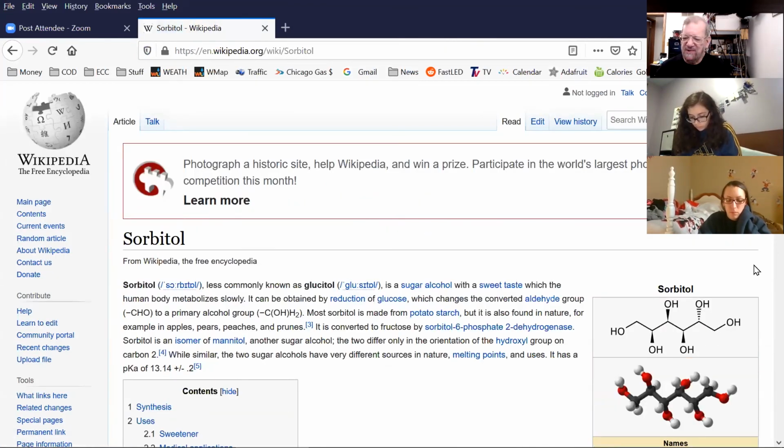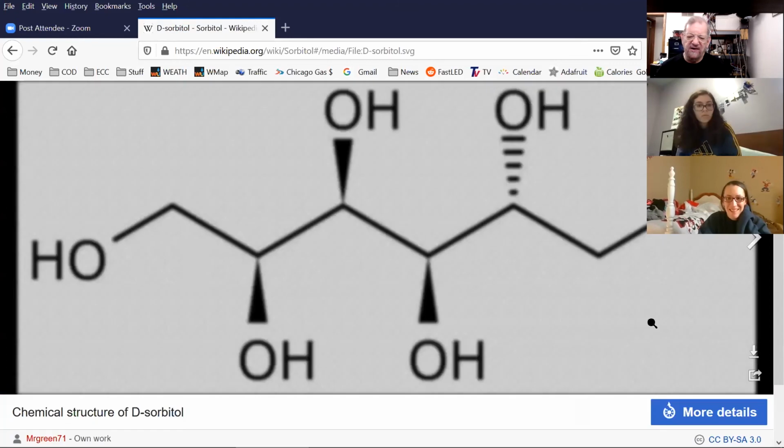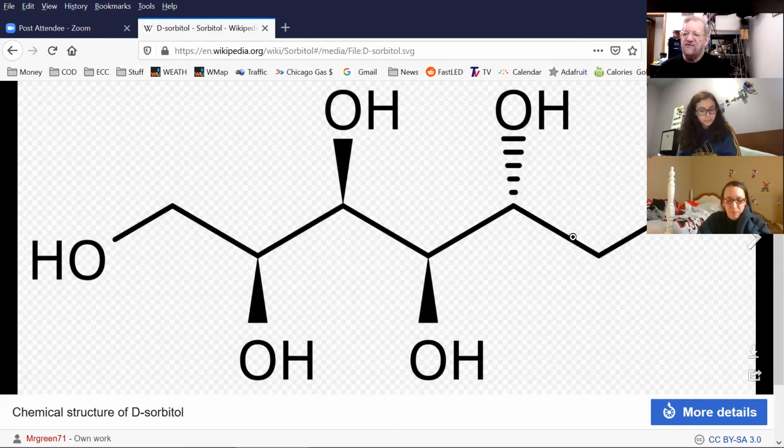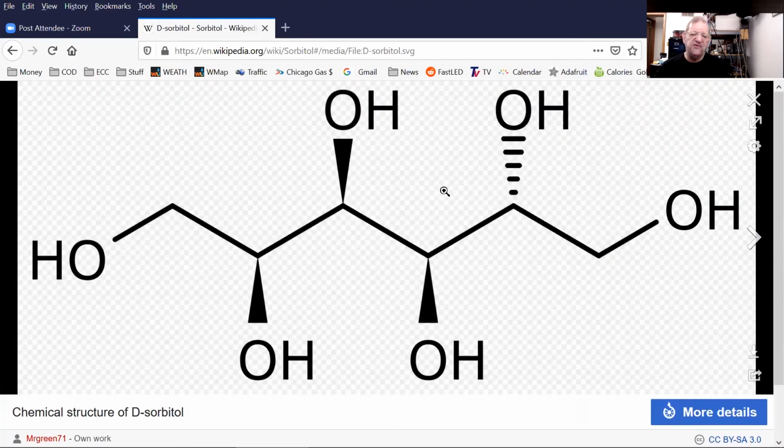Don't you love Wikipedia? And if you notice right here, this is a structure for sorbitol. This is the line method. And every bend in the line is a carbon. 1, 2, 3, 4, 5, 6. And notice each carbon has a hydroxyl group. This shows stereochemistry, which I haven't taught you about yet.